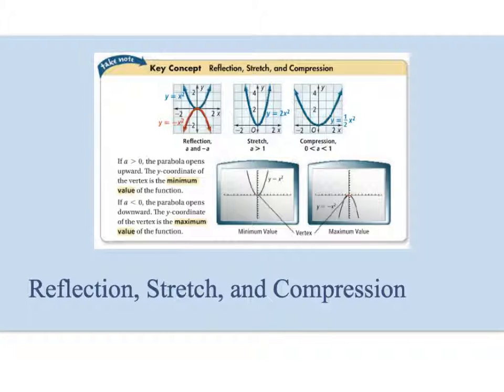So I've used these vocabulary words, and this is exactly what I'm talking about. Reflection is our first one. That's where it basically flips across a certain axis or a certain line. Stretch means we have made our graph thinner or skinnier. And compression is where we make our graph wider. And then max and min. Minimum is the lowest point of our graph, and maximum would be the highest point of our graph.